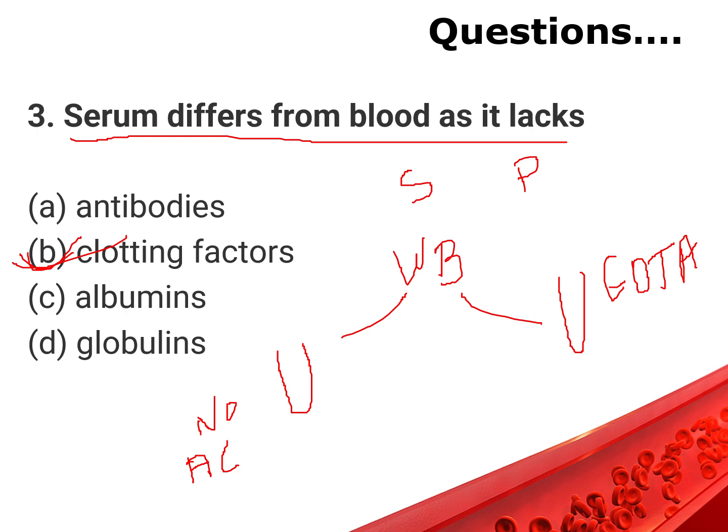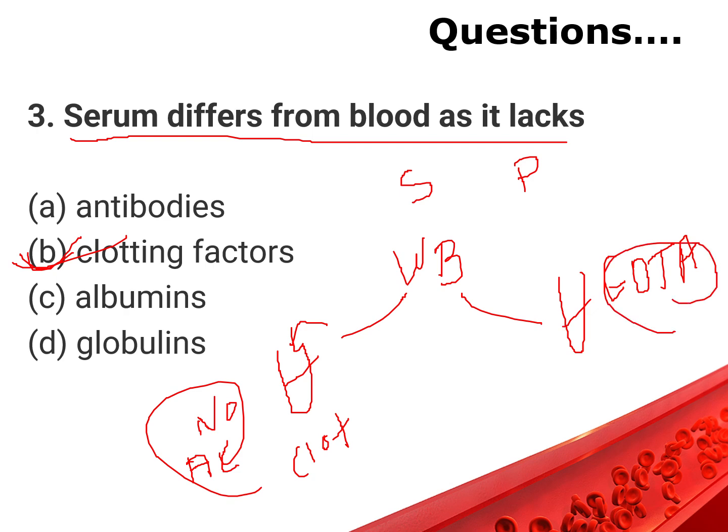So what happens in both of these vials? In the first vial, as there are no anticoagulants, the blood will clot. In the second vial, as there are anticoagulants which stop the blood from clotting, it will stay in liquid form. So once the clotting has been done, that means all the clotting factors are utilized. So there will be no clotting factors present in the serum.